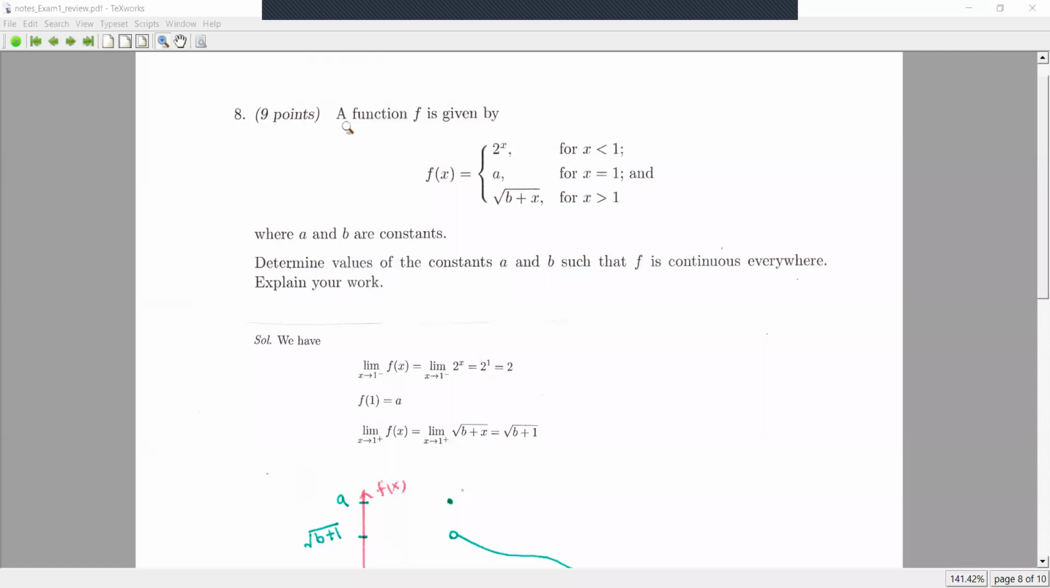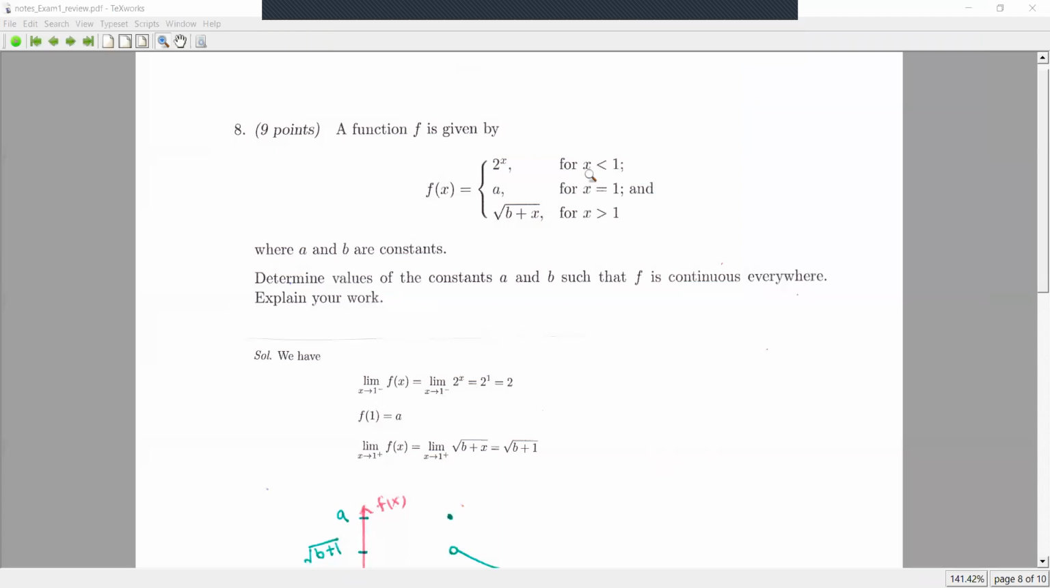Problem 8. A function f is given by this piecewise defined function, where a and b are constants. Determine the values of a and b such that the function f is continuous everywhere.